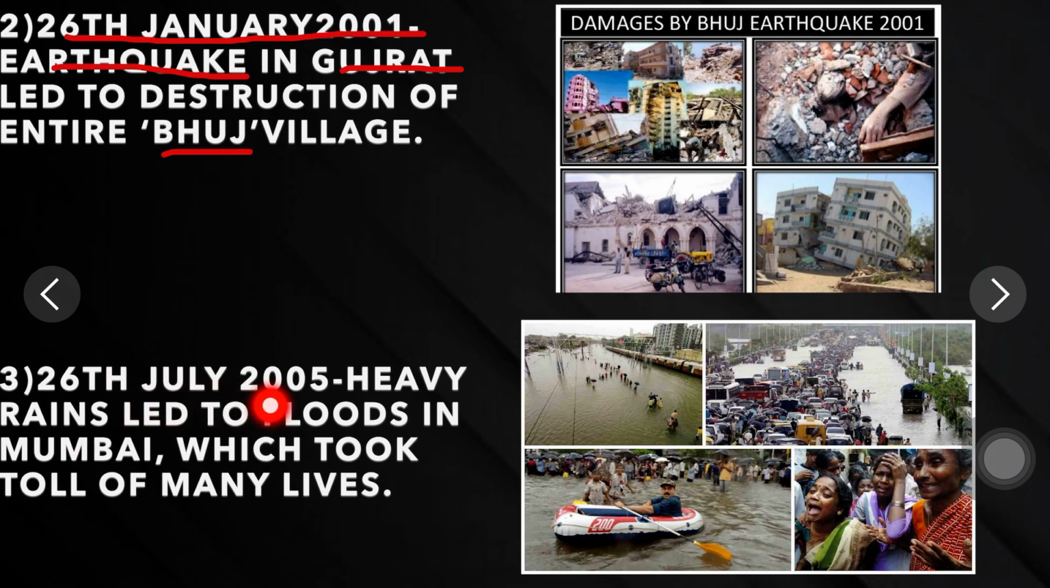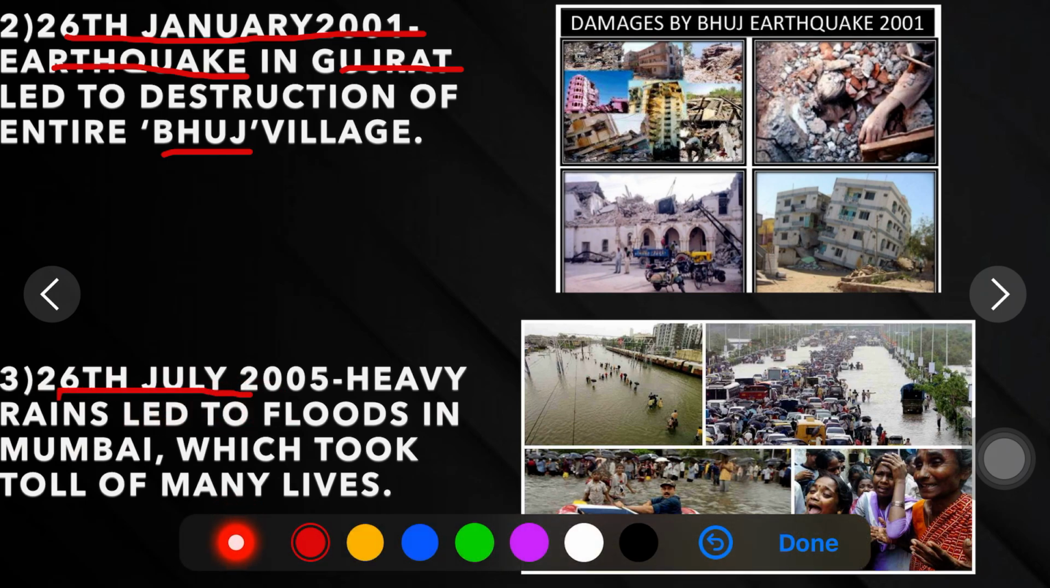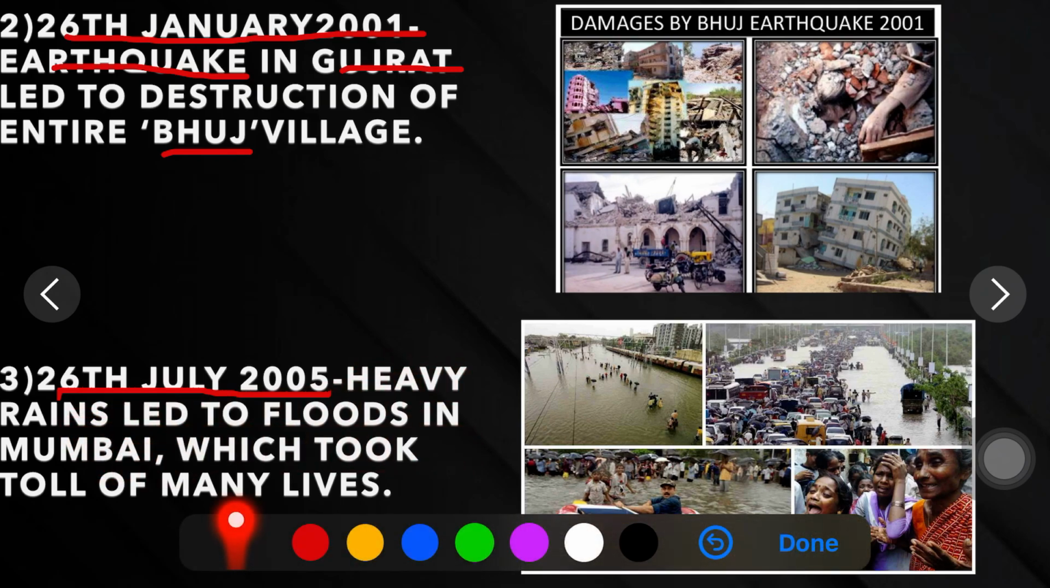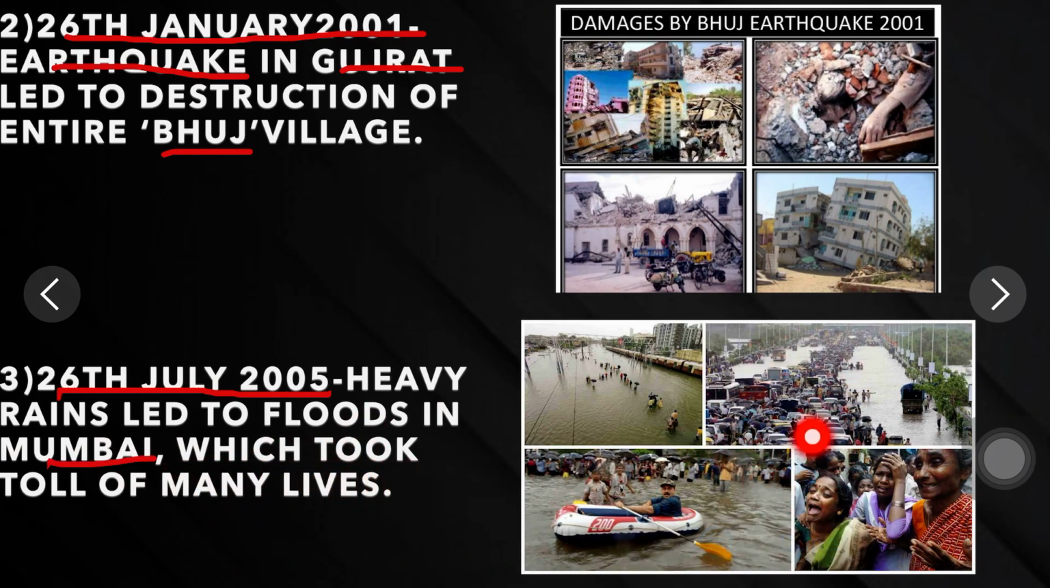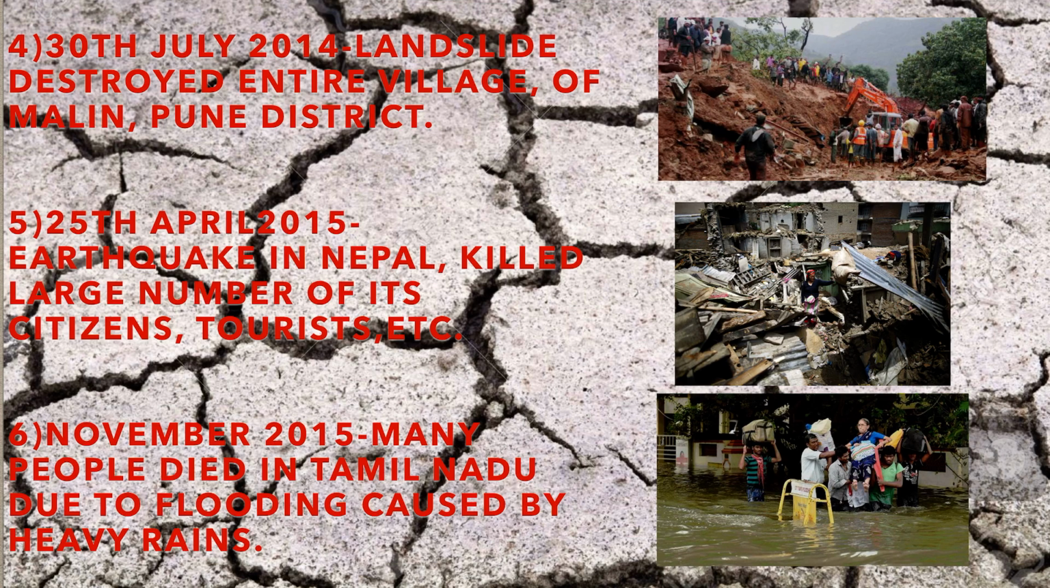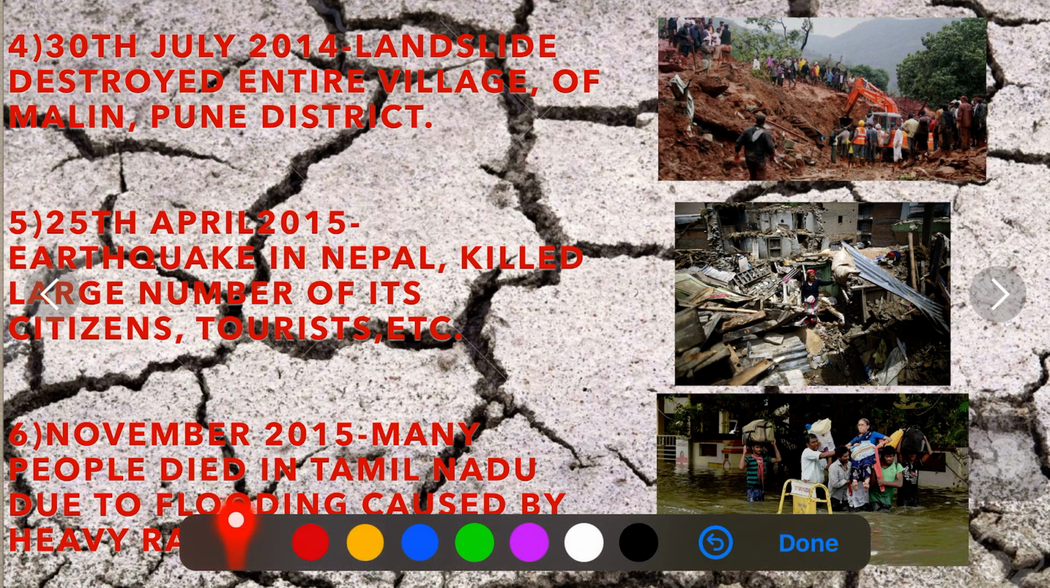Then again on 26th July in the year 2005, there was heavy rainfall which led to floods in Mumbai, which took a toll of many lives, as you can see in the given images. On 30th July in the year 2014, there was a landslide which destroyed the entire village of Malin in Pune district, as you can see in the image.